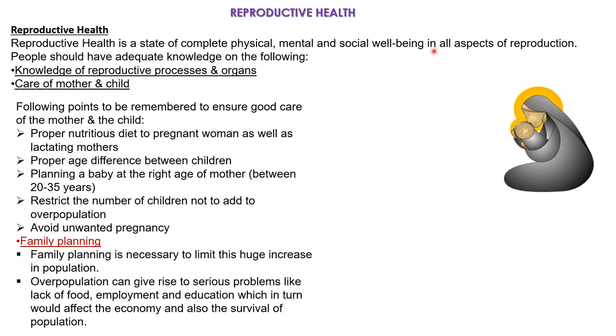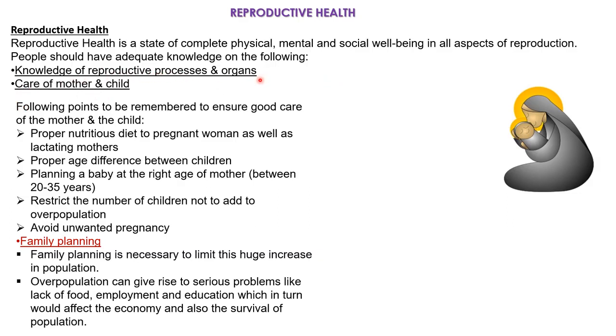So physically, mentally, and socially, parents are completely fit, and they can accept their child and bring them up in the best way. So people should have adequate knowledge of the following. Now what is it? The knowledge of reproductive process and organs.